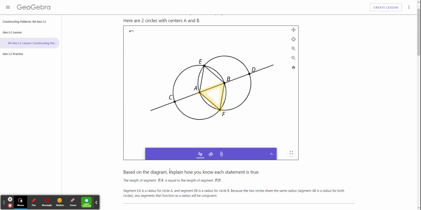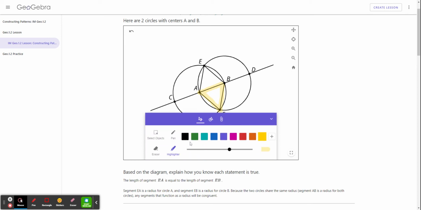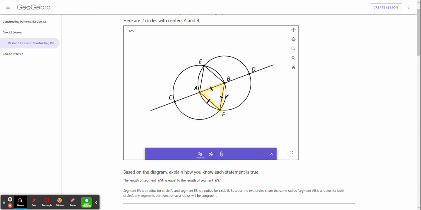Well, it really comes from the same kind of explanation that we had for the previous statement, right? If the two circles are congruent and AB is a radius for both of those circles, well, look, AF is a radius for circle A, and FB is a radius for circle B. So I know that these two sides are going to have to be congruent to each other, right? Because they're radii for congruent circles. And AB is also a radius there, right? So because all three segments function as a radius for their congruent circles, they have to be congruent.